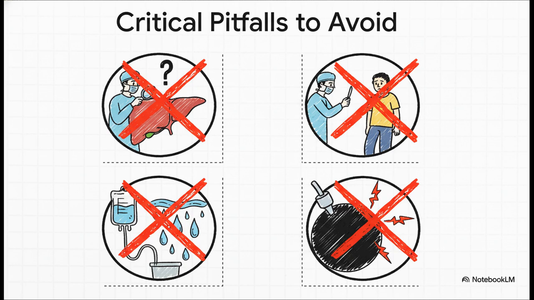The critical errors to avoid are forgetting to formally calculate the future liver remnant before a major resection, offering resection to a Child B or C patient who simply will not survive it, over-resuscitating a variceal bleed, and attempting thermal ablation on tumors that are too large or too close to major vessels where it's just ineffective and dangerous.